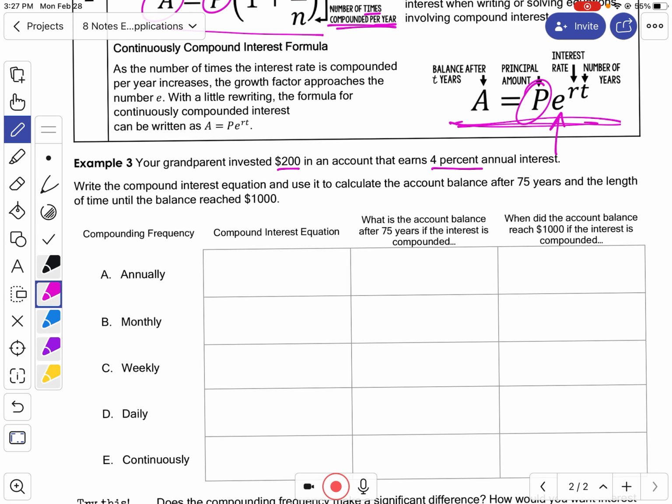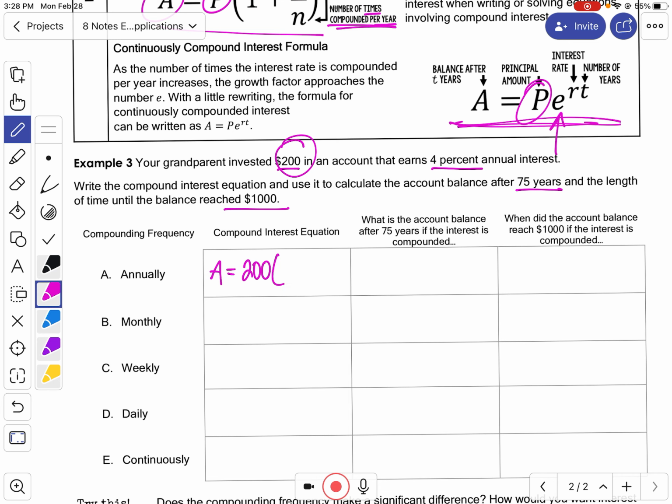Write the compound interest equation and use it to calculate the account balance after 75 years and the length of time until the balance reached $1,000. Okay, so my compound interest equation, compounded annually, so we don't know the final amount. We know we're starting with $200, so that's our initial amount, or principal.